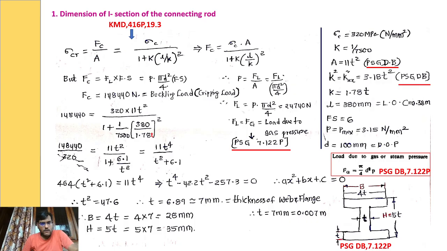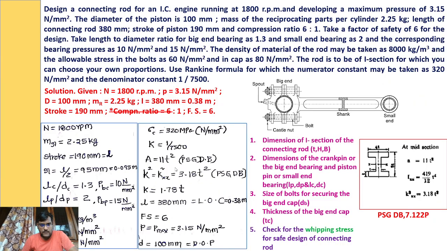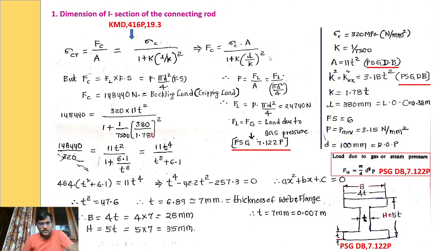That's why we can call sigma C the numerator constant. Sigma C is 320 megapascal. This is the numerator constant, and 1 by 7500 is K. This is in the denominator, so we can call it the denominator constant. So here K is in the denominator. This is the denominator constant. Okay.